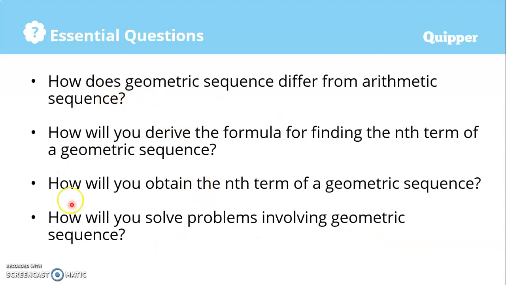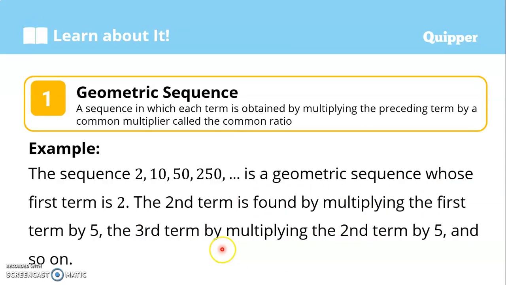So these are the questions that we want to answer at the end of the lesson. So how does geometric sequence differ from arithmetic sequence? How will you derive the formula for finding the nth term of a geometric sequence? How will you obtain the nth term of a geometric sequence? And how will you solve problems involving geometric sequences?